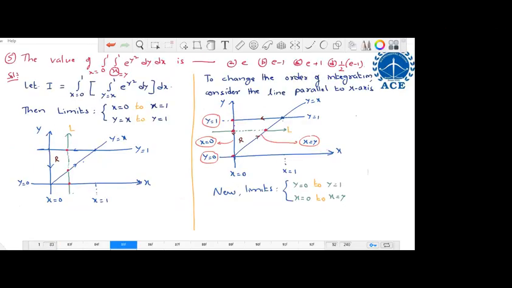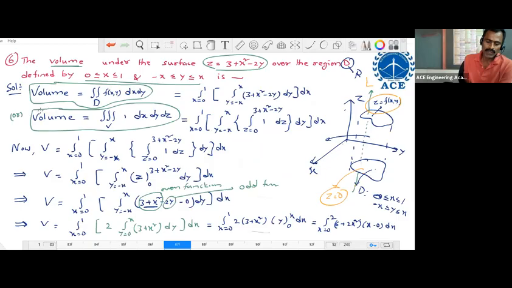Sir, in the previous class you told that to find the volume we can use double integration or triple integration with some condition. Can you tell what the condition is? The condition is this: if you want to consider a triple integral for finding the value, inside the triple integral we should choose the function as 1 only. It is the only condition.